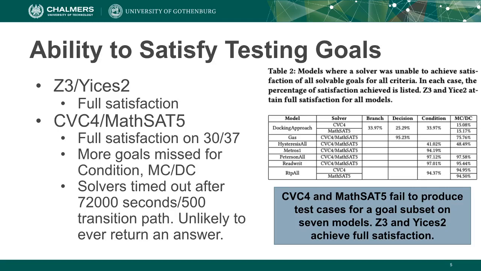In this experiment, we provided all solvers with the same timeout, either 72,000 seconds or a path with a length of over 500 transitions per test goal. Both limits are well over what's generally required, and so these timeouts imply that the solvers would never find a solution regardless of what we set the timeout to.